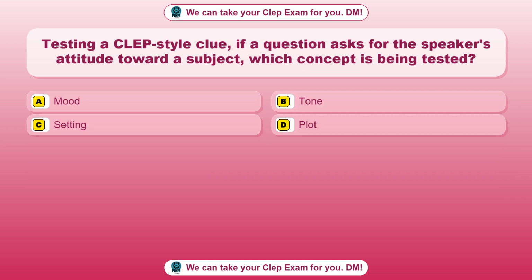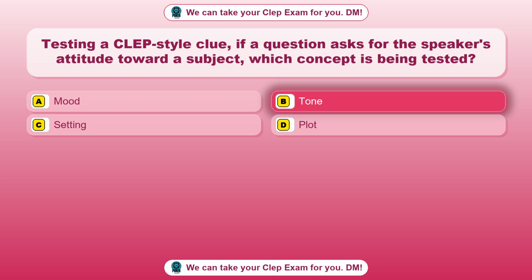Question 72. Testing a CLEP-style clue. If a question asks for the speaker's attitude toward a subject, which concept is being tested? Option A, mood. Option B, tone. Option C, setting. Option D, plot. The correct answer is option B, tone.